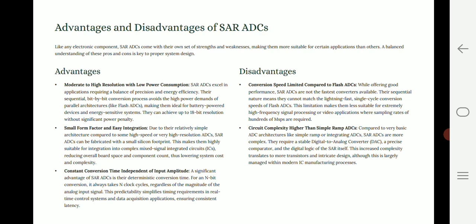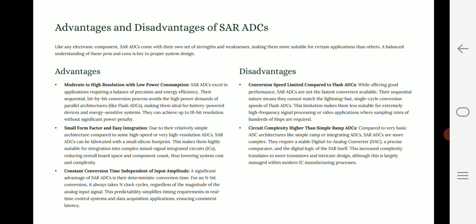because the SAR ADC is sequential in nature. It cannot match the lightning fast, single cycle conversion speed of flash ADC. It means that a flash ADC has a lightning fast as well as single cycle conversion, but not like that when we consider the SAR ADC. SAR ADC has a multiple cycle conversion. So that's the reason the conversion speed is high in flash ADC and low in SAR ADC.